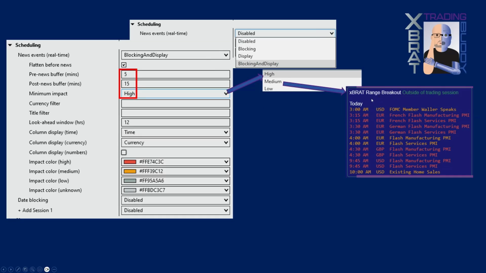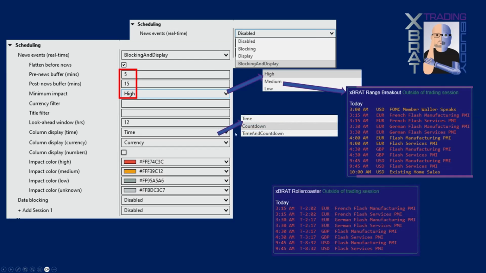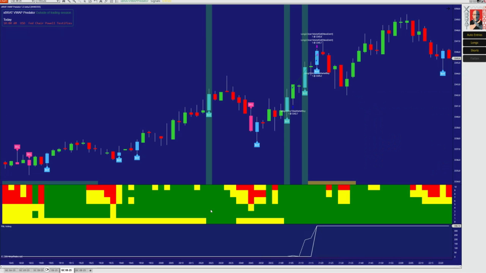This one is a medium on the right hand side here, and this is what shows up on the chart if you want it to say blocking and display. So it will block and display what's coming up here as well. Medium was in amber, red is in high. We can count down with currency as well. So this is T-minus 2 hours and 2 minutes for this next session, and it affects more of the euro, or this down here is the US dollar.